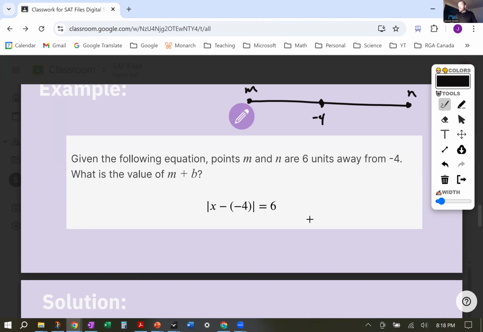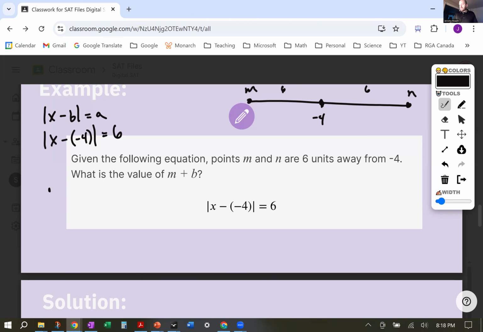And it says it's 6 units away from negative 4. So that means it's 6 there and 6 there. That's the distance between them. And we want to know, what is M plus B? Well, if we use our equation from earlier, absolute value of x minus b equals a, now I can just plug these things in. So b is negative 4. So we're going to write absolute value of x minus negative 4 equals 6, which is a.